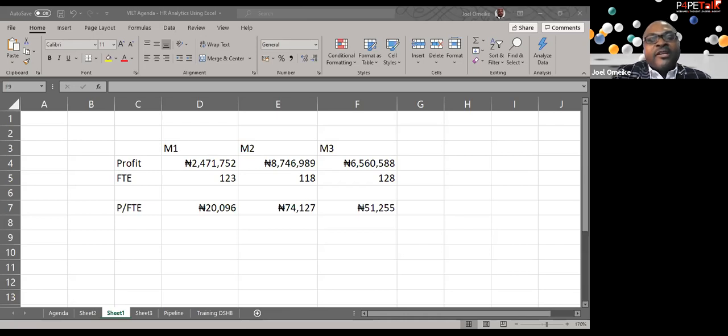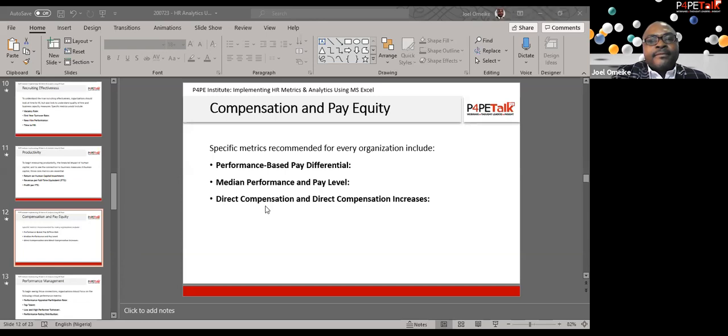Okay, so let me respond to the question on the two measures on compensation and benefit. The first one is performance-based pay differential. So let me stop sharing and share my screen. I'm sure you can see the screen.